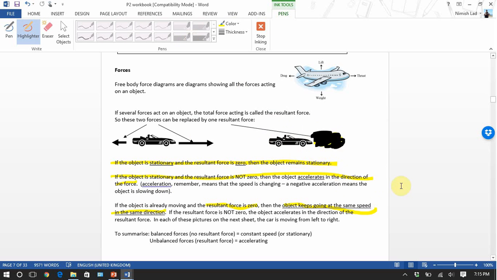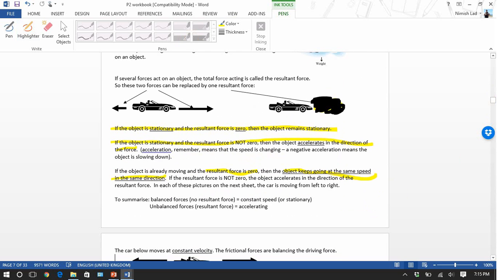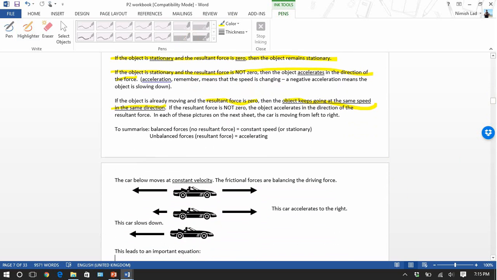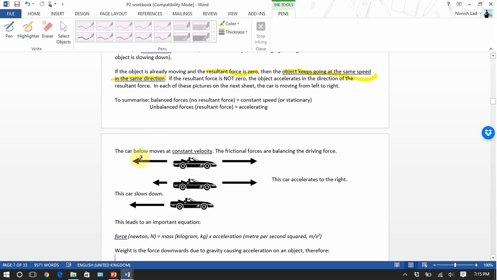Okay, so to summarise, balanced forces lead to a constant speed, while unbalanced forces lead to an acceleration. Remember, 0 can be that constant speed. So this top diagram here, that's going at a constant velocity. You can see the size of the arrows are the same. This one's accelerating towards the right, this car's slowing down because the resultant force is actually in the opposite direction. So look at the direction of the resultant force, and that will help you out.